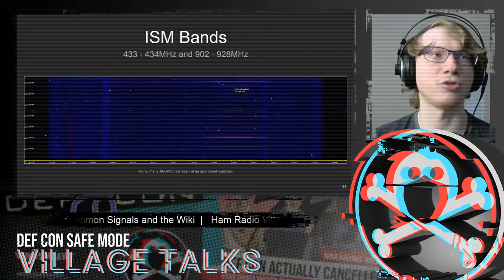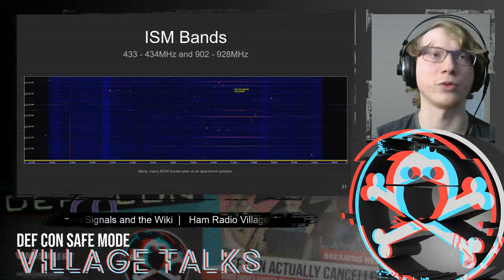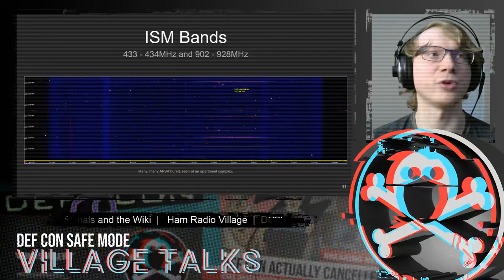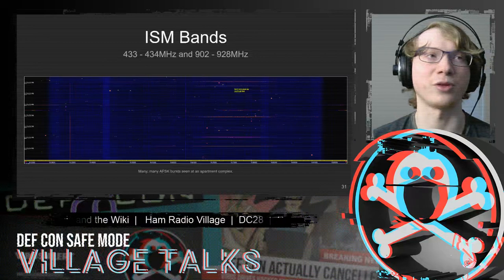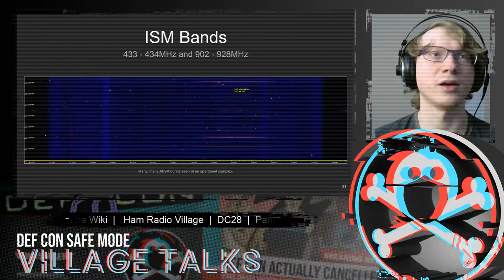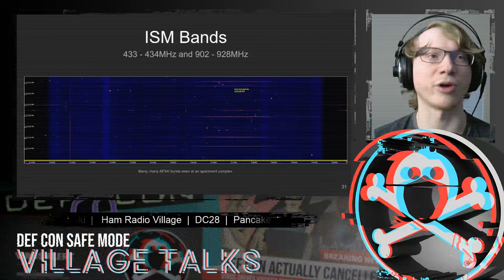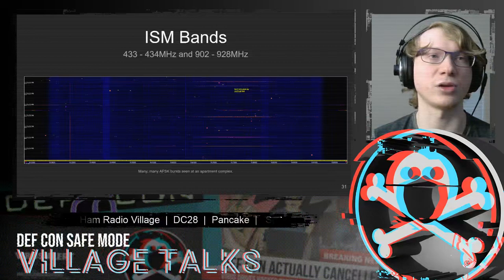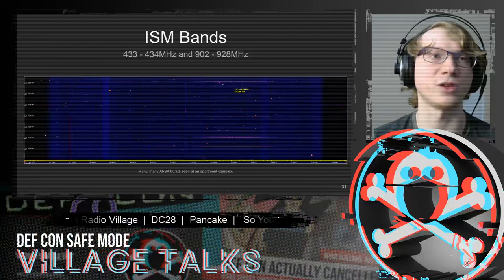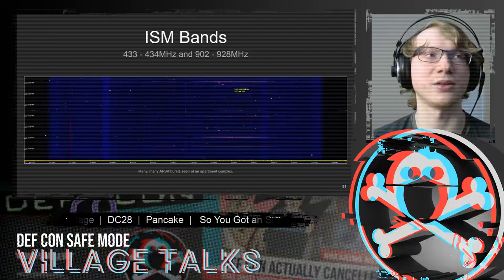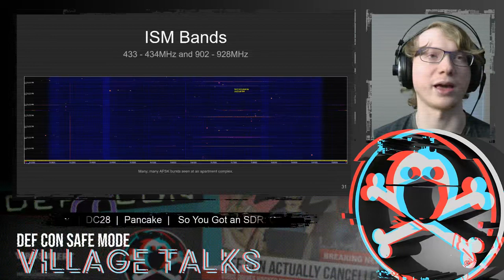But there'll be just little bursts of data all over the place. A lot of them, if you're in an apartment complex or something, or in a city, you will just see a ton of these little bursts going around. They're usually AFSK signals, which is audio frequency shift keying. Some of them can be decoded, but unless you know exactly what you're looking at, you're going to end up staring at bits forever.